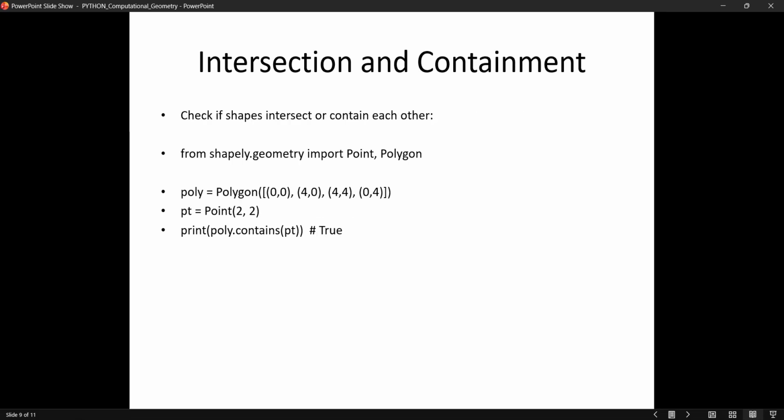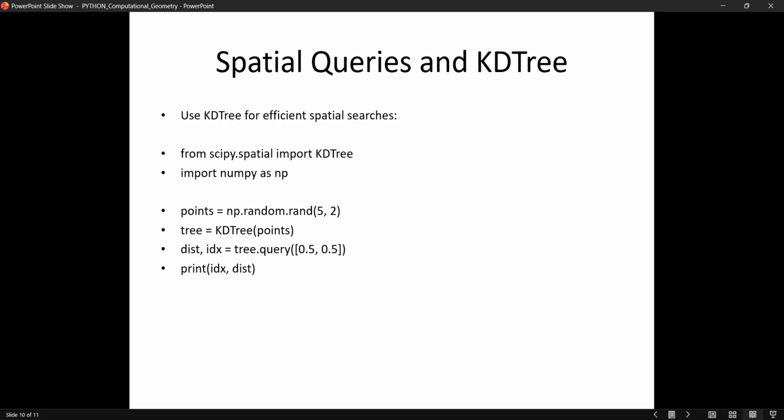Interactions and containment. You can check if a point lies inside a shape or if two shapes interact using Shapely. This is incredibly useful for spatial analysis, like checking if a GPS location is inside a specific zone.